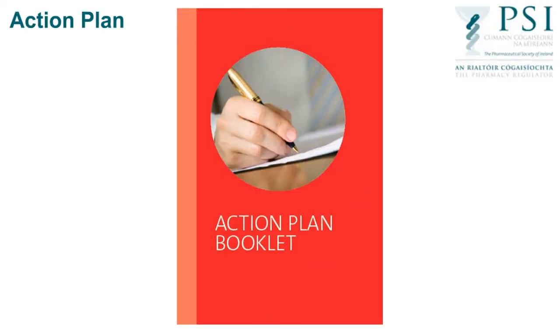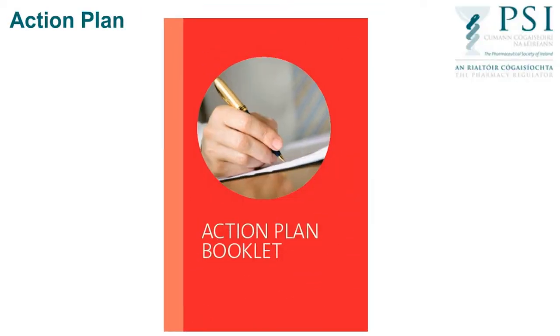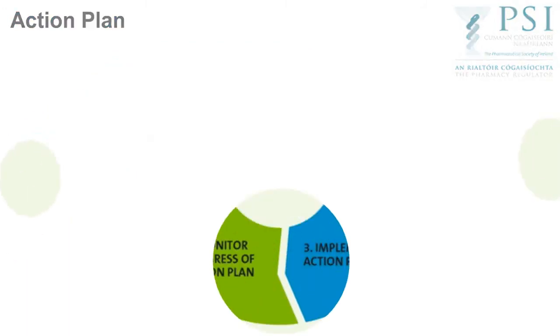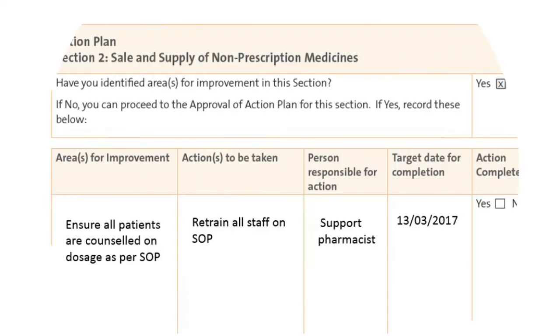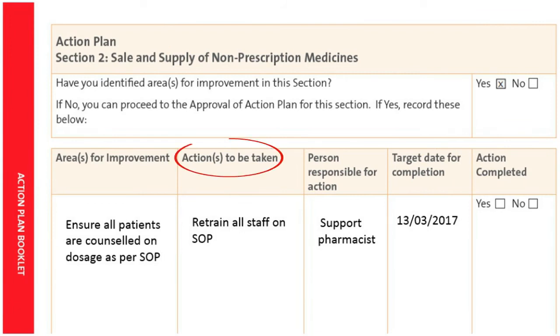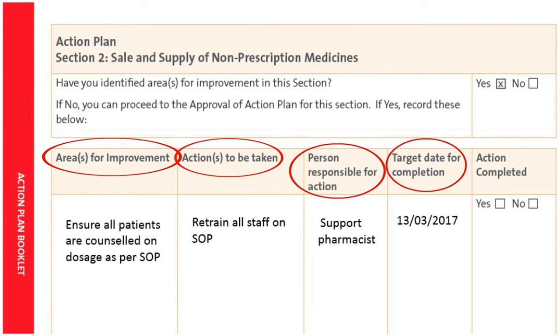Having completed the review and the compliance assessment, you may have identified areas of non-compliance or areas where improvements are required. When you're completing your action plan, you will need to document the actions that you plan on taking in order to achieve compliance or to make improvements, and the name of the person responsible for each action and the target date for completing the actions.